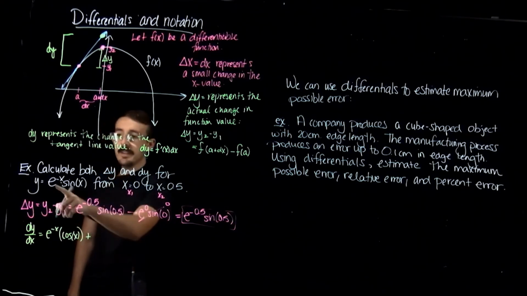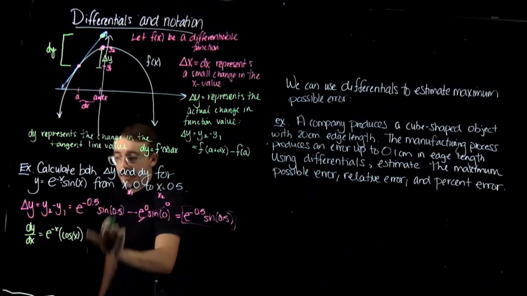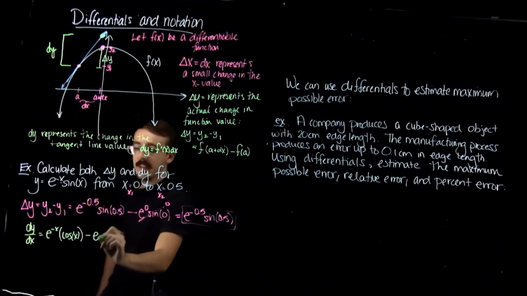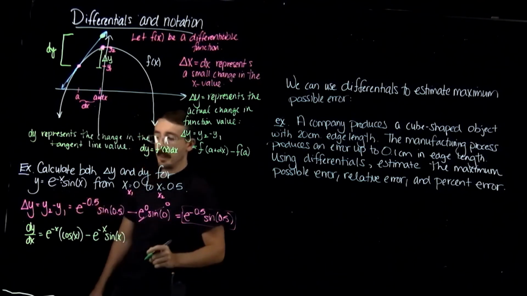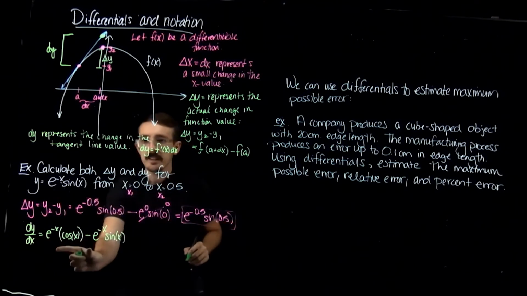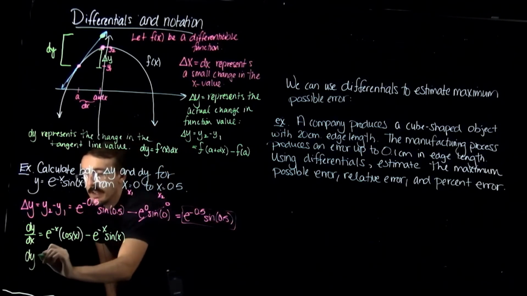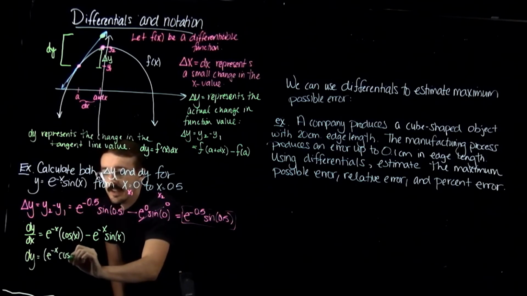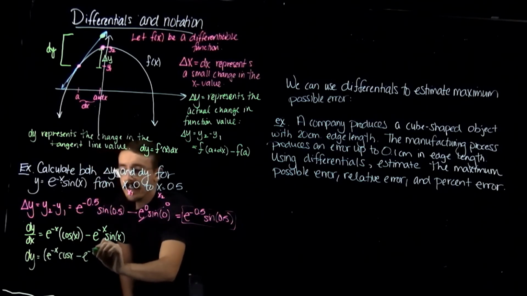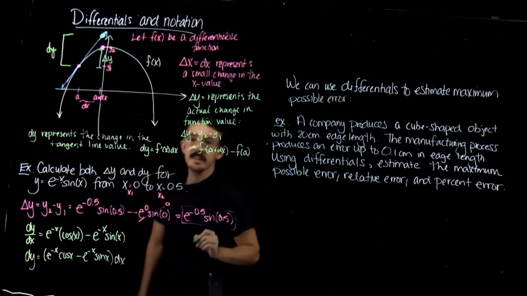plus, I'm going to take the derivative of the first one now, which is negative e to the negative x. And I'm going to leave the second one alone this time, sine of x. So this is dy dx. So to get dy, all I'm going to do is write dy equals what I found earlier, e to the negative x cosine x, minus e to the negative x sine x. And I'm going to multiply this by dx.